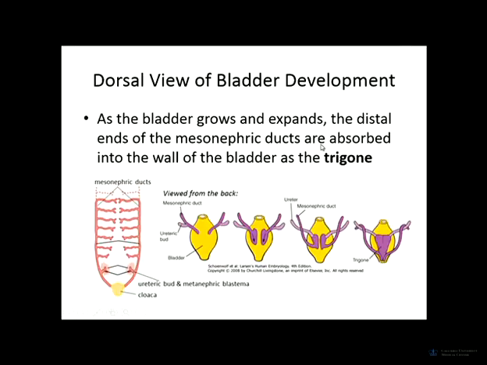If we look at the bladder from the dorsal side, we have this mesonephric duct, and it has inserted into the bladder. This is that ureteric bud, which buds off the mesonephric duct and forms the kidney over here. And the bladder will grow and expand, and as that does, the distal ends of the mesonephric ducts are absorbed into the wall. They also grow and expand, and they form this muscular structure called the trigone.